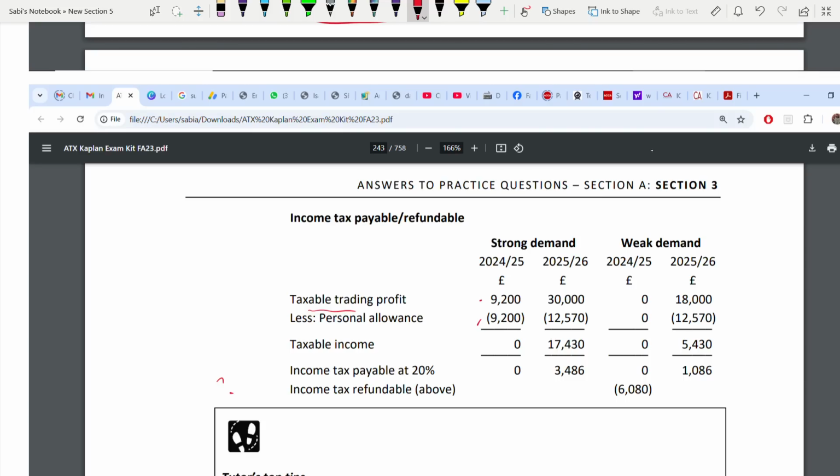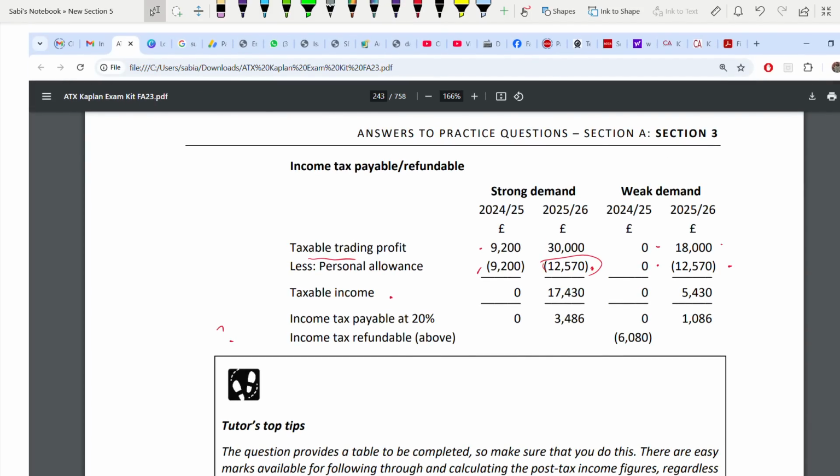Here full personal allowance you will get, 12,570. Here it is 0, so it is 0. Here it's 18, here is normal. So everything is normal. Next. Taxable income, you will get it. It's easy.